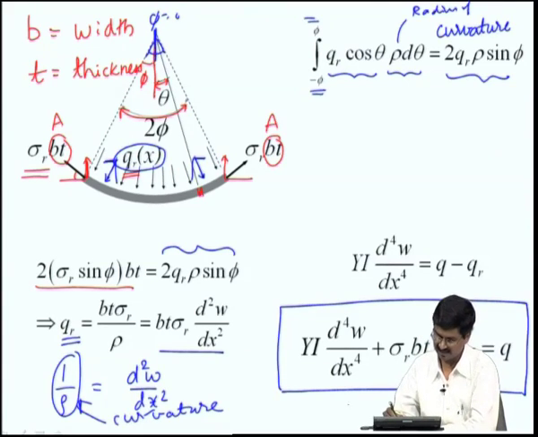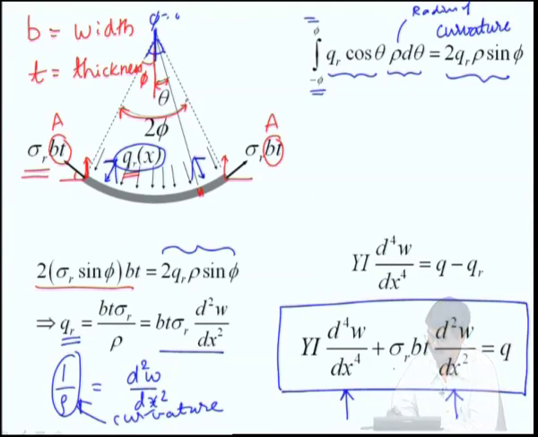Earlier we had only the 4th order derivative. Now, we also have a second order derivative term where the sigma r bt is there. So, if somebody says that there is a residual stress in it, you have to put this in.